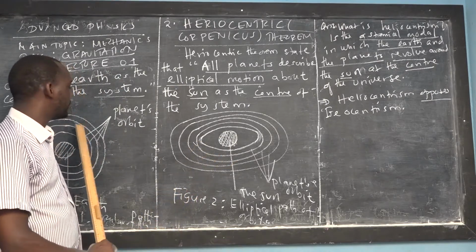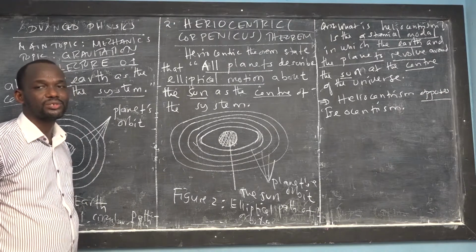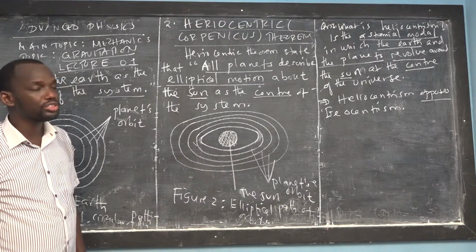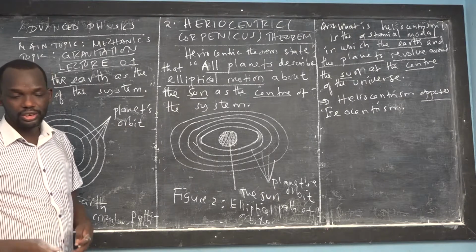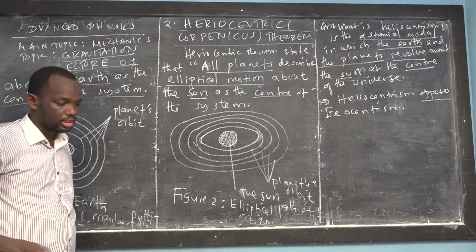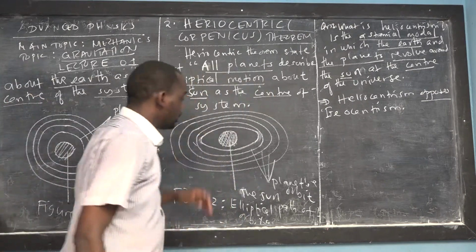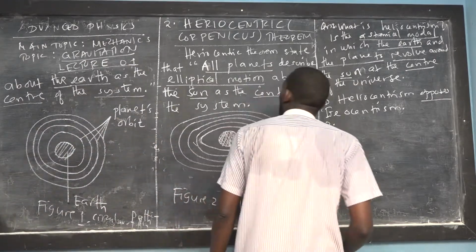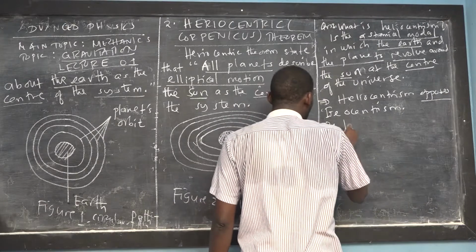Because, yeah, in geocentrism, all the planets, even the sun, revolve around the Earth, which is not true. So this guy was true, but you will see as we continue the lecture. Don't be disconnected, so keep on watching. Okay, that is all about the second astronomical theorem.